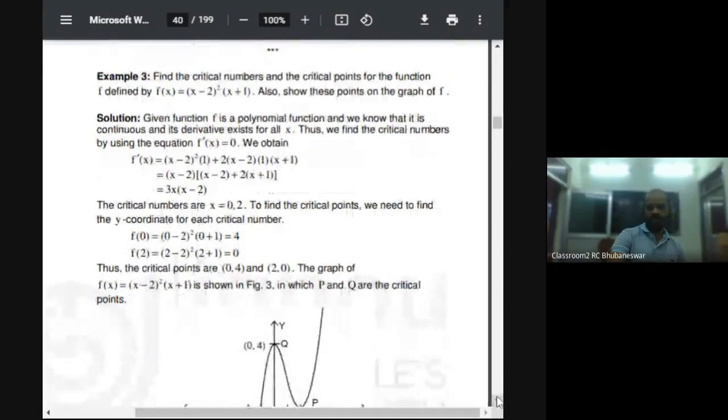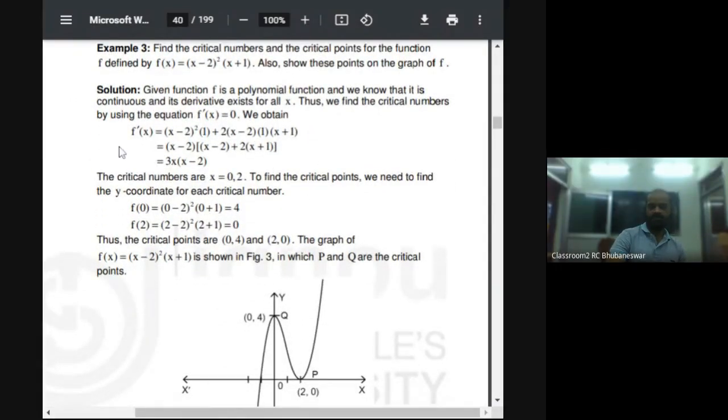As we discussed in the definition of the critical point, we have to calculate where the first derivative is equal to 0, or the first derivative does not exist, or the function itself does not exist at certain points. Then these points are known as critical points. So we calculate the first derivative of the given function by using the product rule of derivative, and we get 3x into x minus 2.